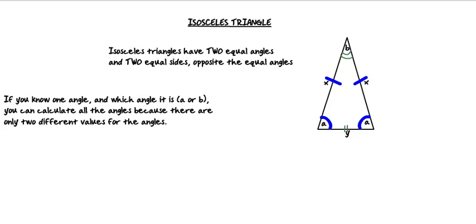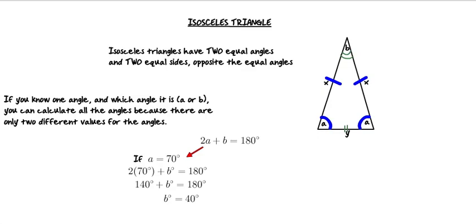for one unknown. So you can say that the equation for finding the angles of an isosceles triangle is 2a plus b is 180 degrees. Now let's say that we knew that angle A was 70 degrees. We would get 2 times 70 plus b equals 180. And 2 times 70 is 140. So if we subtract 140 from each side, we get that angle B is equal to 40 degrees.